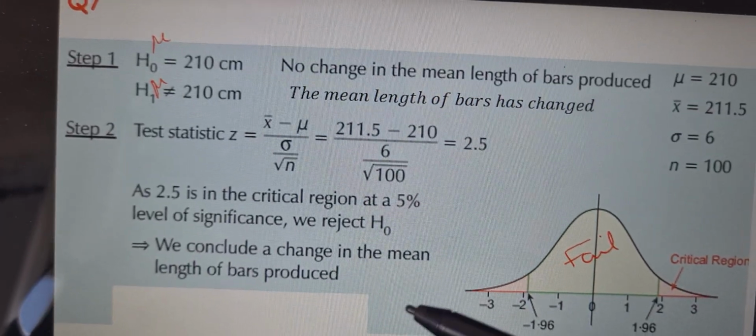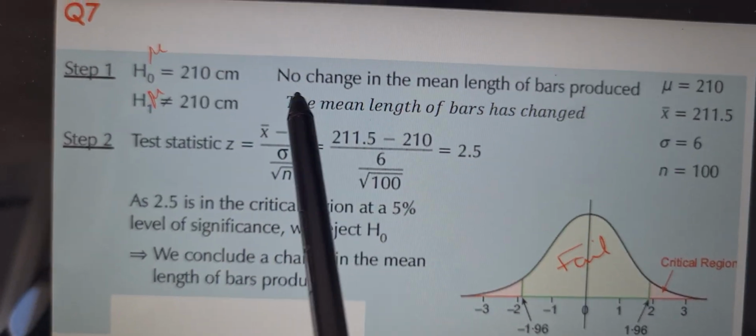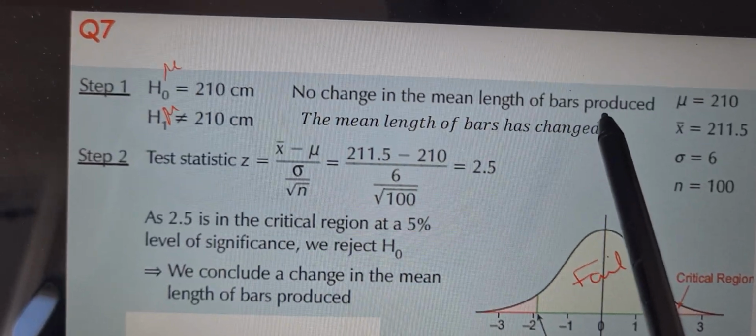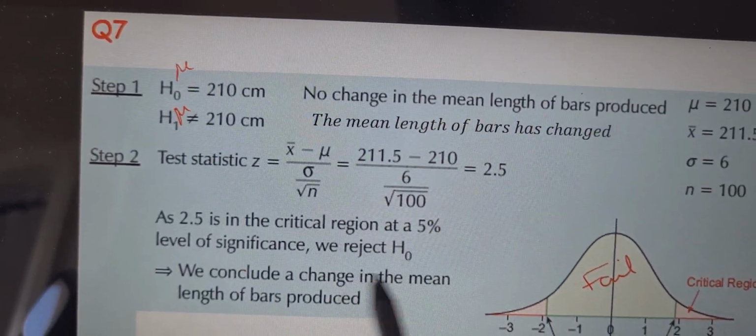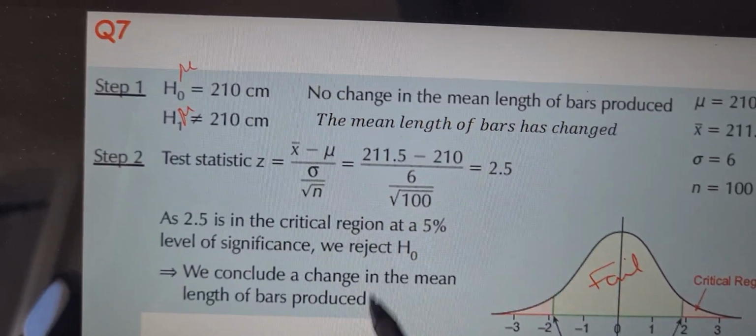And what can we conclude from that? So we're rejecting their claim that there was no change in the mean length, which means there obviously was a change. So we conclude that a change in the mean length of the bars had been produced. So there was a change.